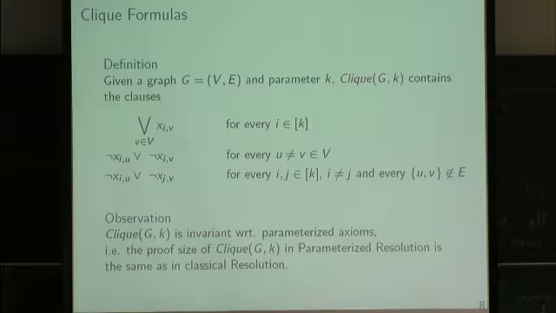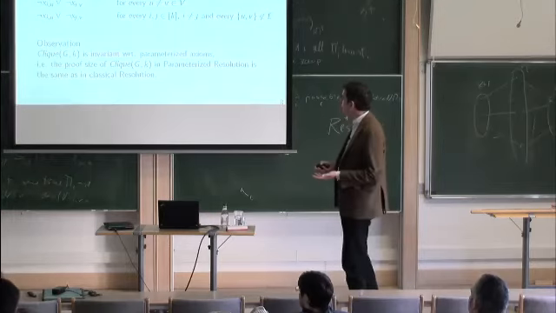Then you say that, okay, each index must go to some vertex. You say that, well, it goes to at most one vertex. And now for every non-edge, you say if {u,v} is not an edge, then you cannot simultaneously pick u and v. So you can pick at most one of these things. So this is obviously a natural formalization of the statement that we do not have a clique in the graph.